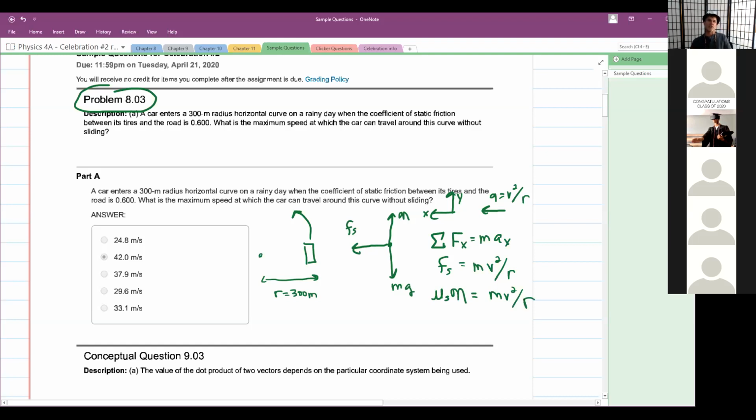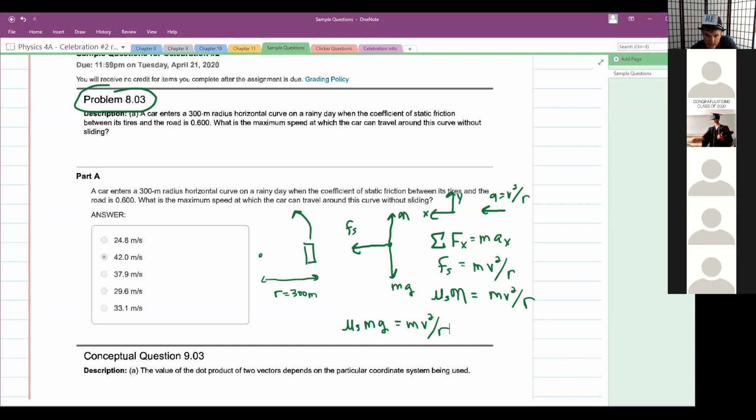And in this case, where the only two forces acting vertically are the normal force and gravity, those are going to be the same. So the normal force will be equal to mg. So what you would get is μs times mg equals mv squared over r. And then I can just solve this equation for v. So here's a relatively simple problem in terms of the overall setup. At most, it's going to be 1 or 2 steps.